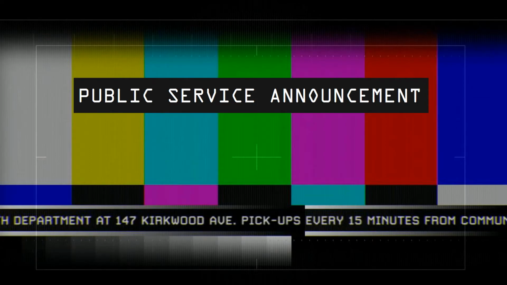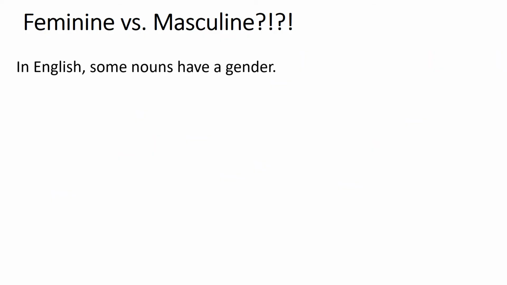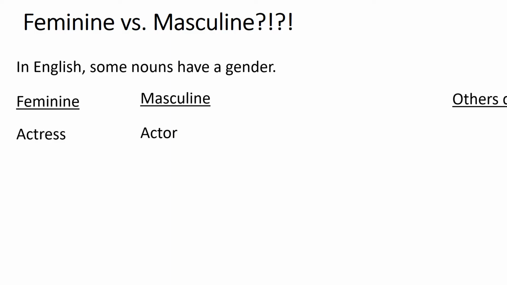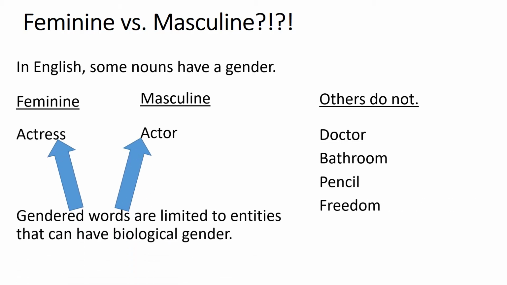This is a public service announcement. Feminine versus masculine is not that hard. In English, some nouns have a gender. For example, actress is the feminine form and actor is the masculine form. Other words in English do not have gender, like doctor, bathroom, pencil, freedom. Gendered words in English are limited to things that can have biological gender.